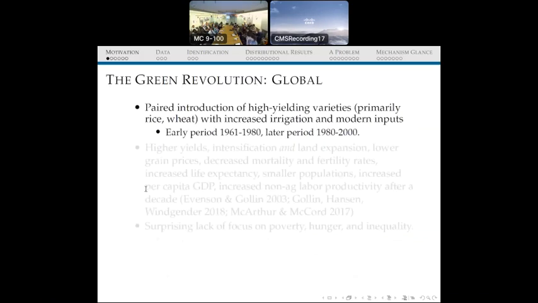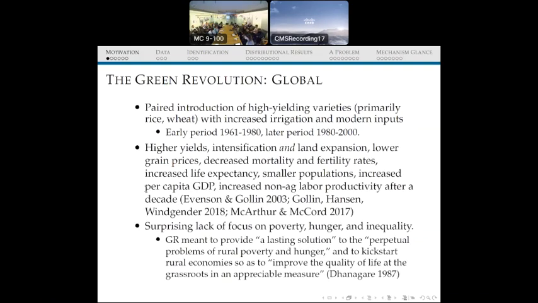Okay. So I'm going to talk about the Green Revolution. And I bet everybody here doesn't need a lot of background on this, but there's been a lot of papers recently on the global rollout of Green Revolution technologies, in part because this data set came out that tracked the global rollout of high-yielding varieties. So everybody wrote papers about it.